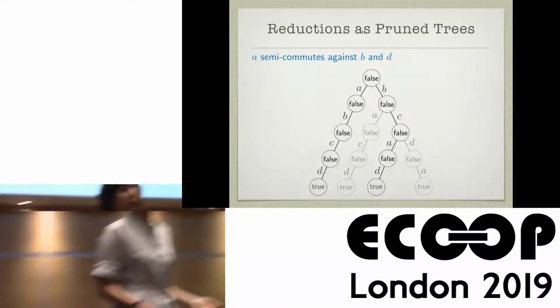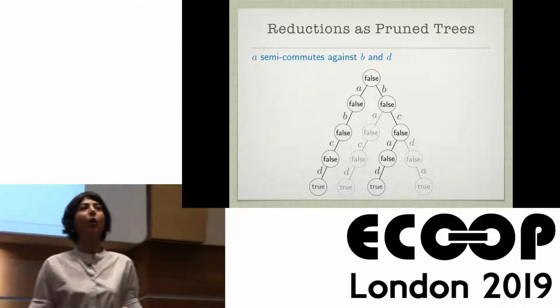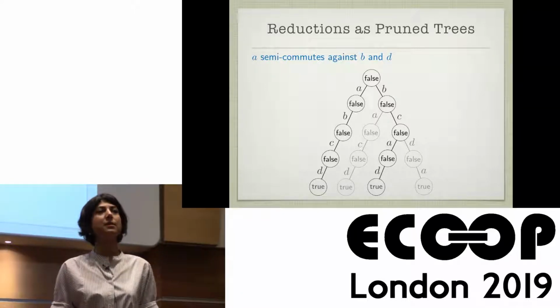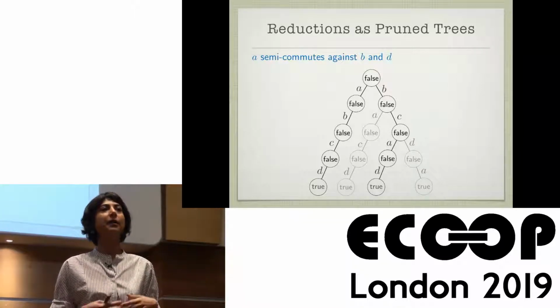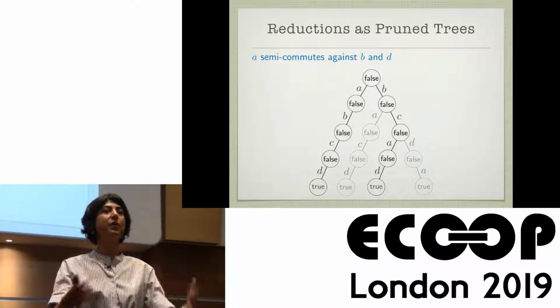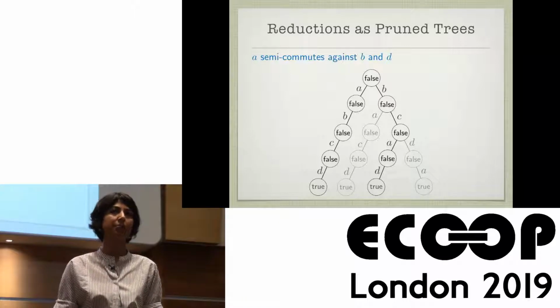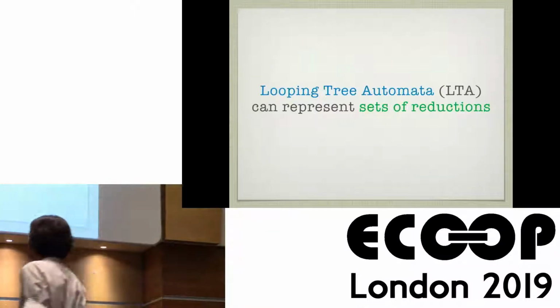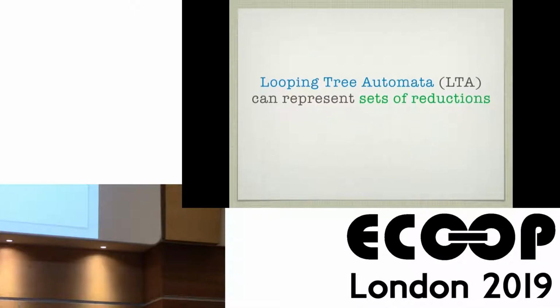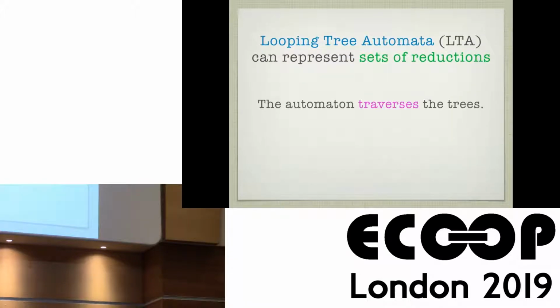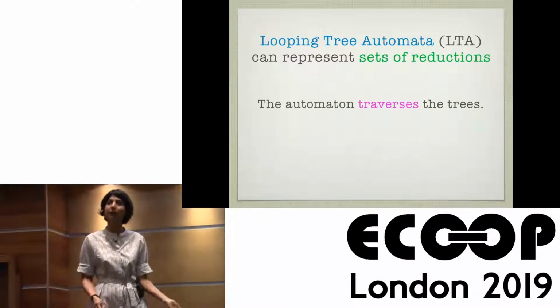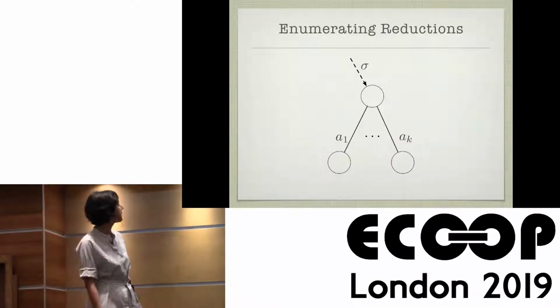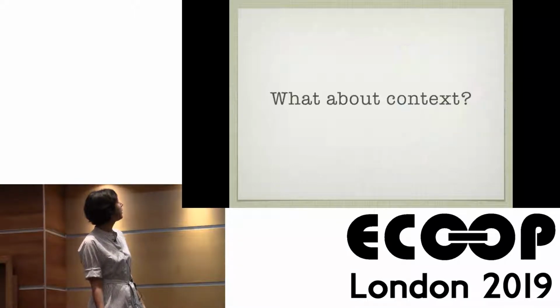So a looping tree automaton can therefore represent all these kind of pruned program trees up to commutativity, any way that you can traverse it, and therefore it represents all these sets of infinitely many reductions of the program. It's basically as simple as that. So pick your traversal strategy, you have one reduction. Enumerate them all, you have all possible reductions over the program. As simple as that. I kind of already covered this one.